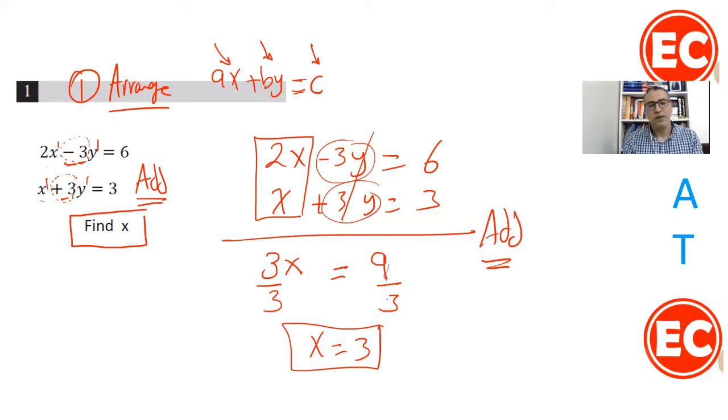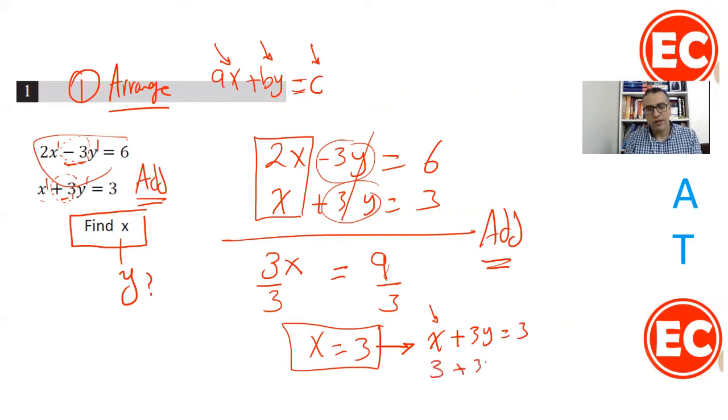What if I am asked about the value of y? He didn't ask for x, he asked for the value of y. So you are going to take this value and go to the first equation or the second equation, up to you. Let's take the second equation, x plus 3y is equal to 3. In this equation, I'm going to replace x with 3. So 3 plus 3y is equal to 3. By moving 3 to the other side, 3y is equal to 0, so y is equal to 0. That is if I am asked about the value of y.